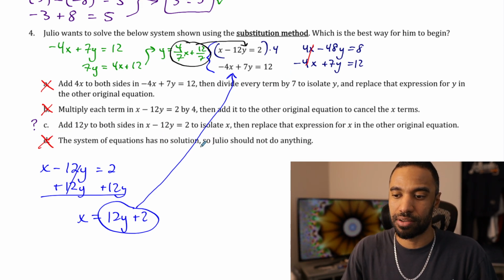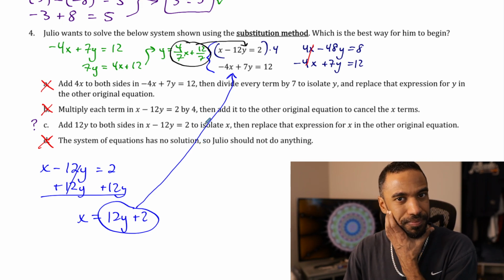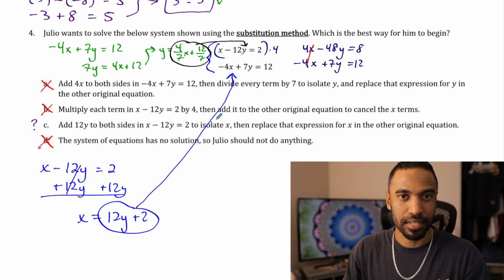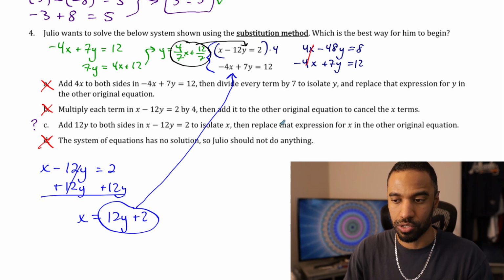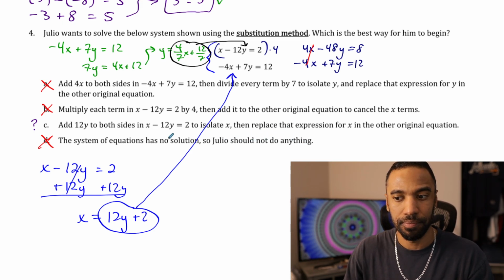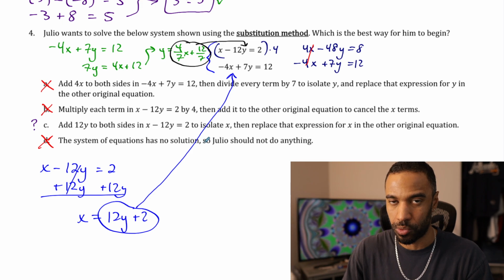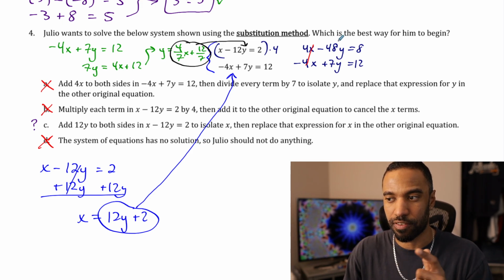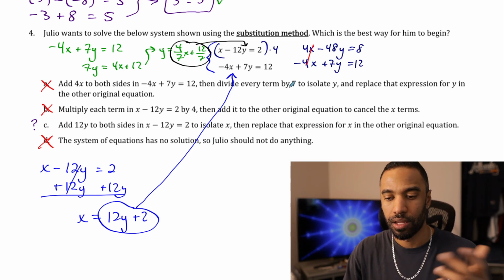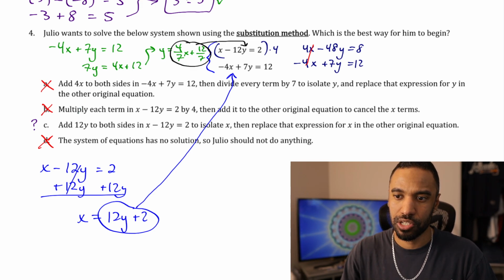The other way to rule this out is even if there wasn't a solution, you've got to do something to be able to get to that stage. So you've got to find a way to cancel your variables. When it says Julio should not do anything, even if it has no solution, Julio should be doing something to get to that stage. He has to find a way if the y's could cancel as well. So it's definitely not D. So the answer here is C.